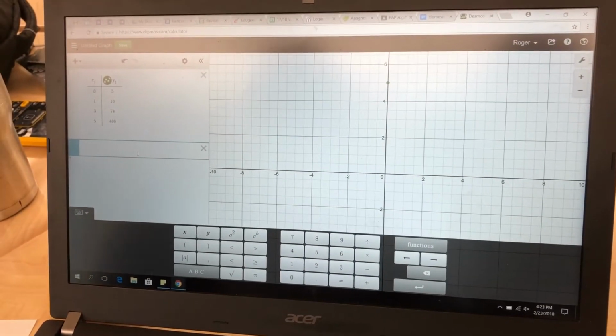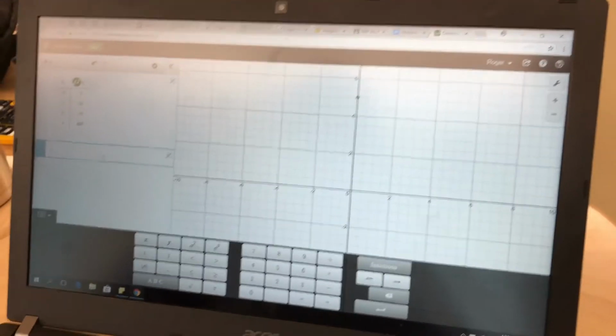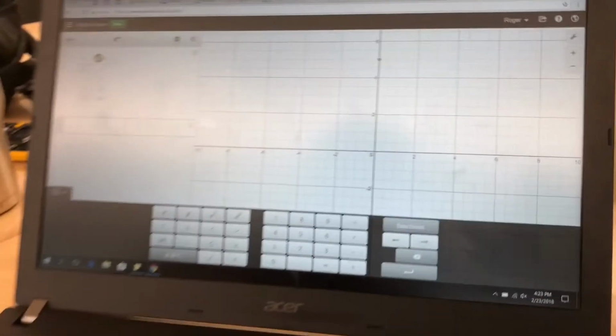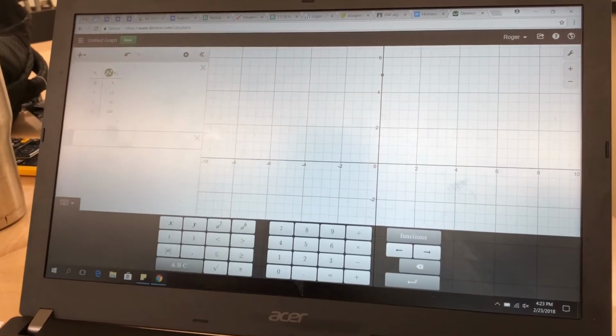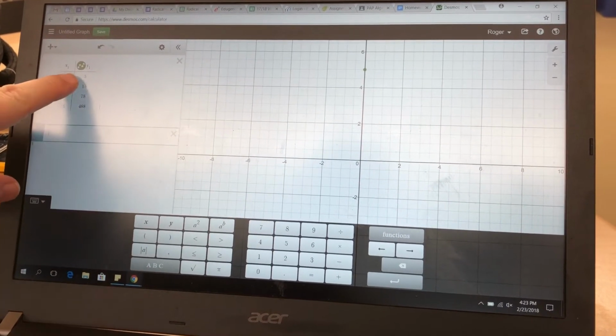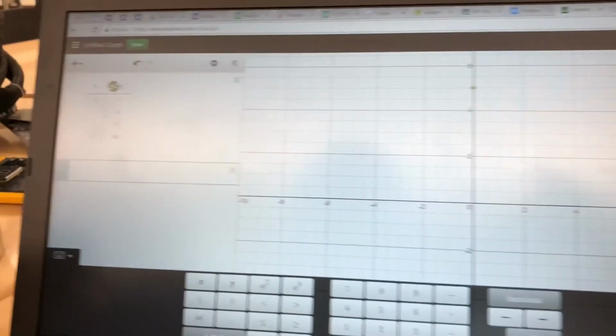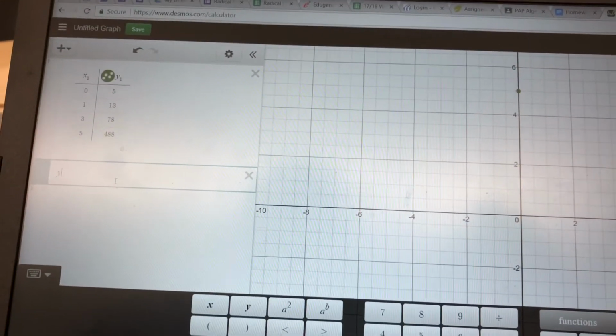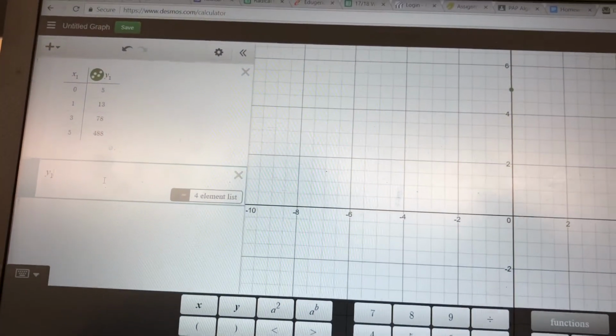So now I'm gonna come down to my next line, and it goes back to being an equation. So we know that this equation is y is equal to a times b raised to the x. And to make sure that it uses this table, since this is y1, I'm gonna type y1, okay?